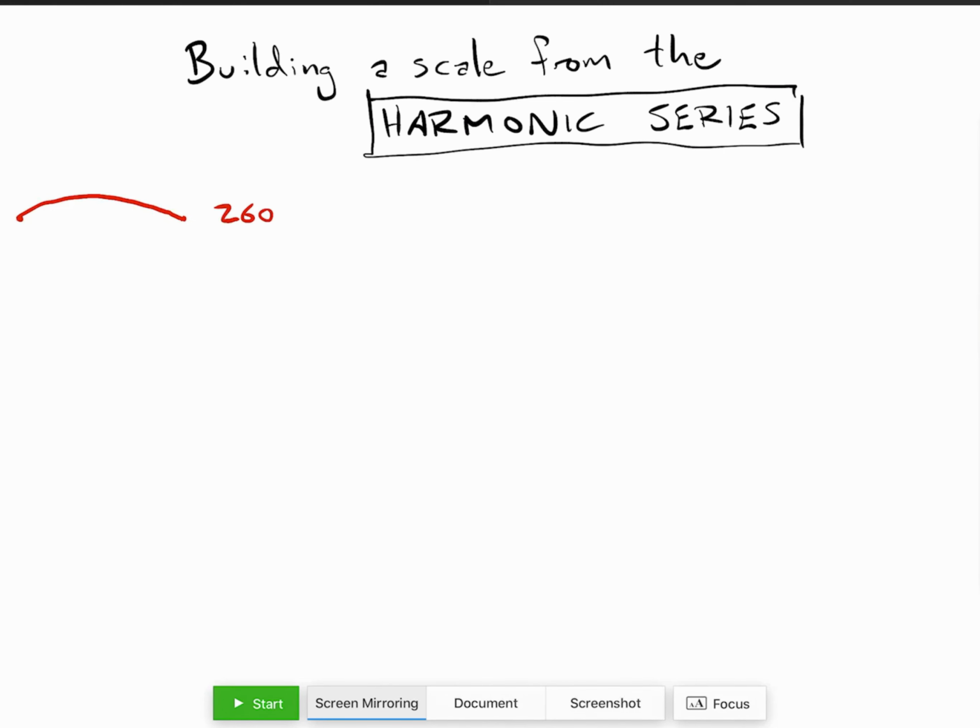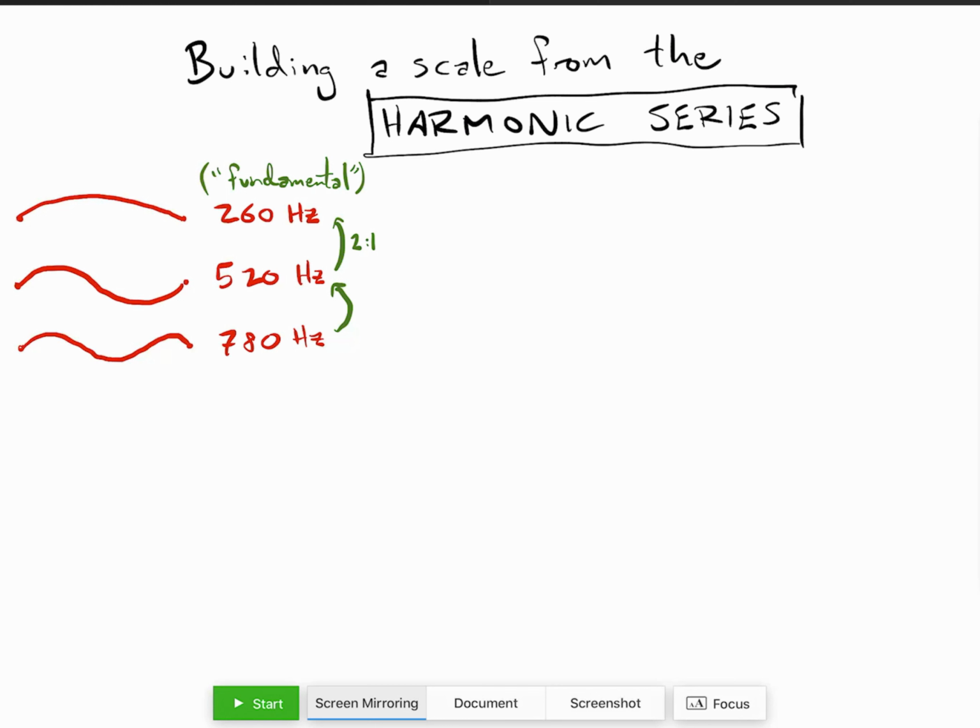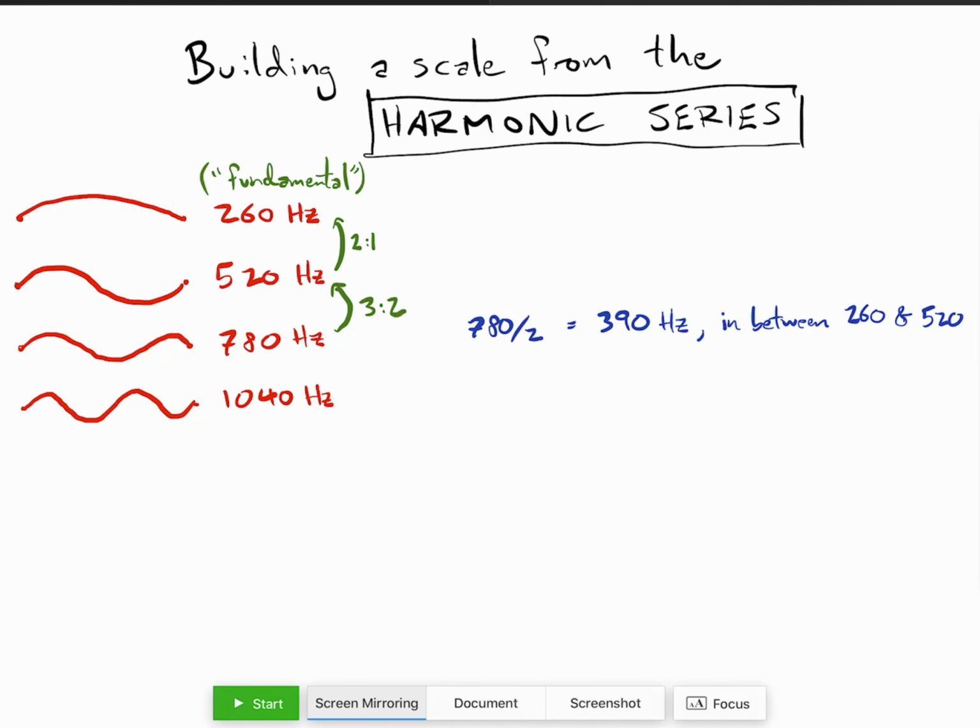So with a fundamental of 260 Hz, the second harmonic, or first overtone, is 520 Hz, with a ratio of 2 to 1 to the fundamental. The third harmonic, or second overtone, is 780 Hz, with a ratio of 3 to 1 to the fundamental, or 3 to 2 to the second harmonic. Rescaling that, we get 780 divided by 2 is 390 Hz. The fourth harmonic, third overtone, is 1040 Hz, ratio of 4 to 1 to the fundamental, or 4 to 3 to the third harmonic. Rescaling, 1040 divided by 2 is 520.